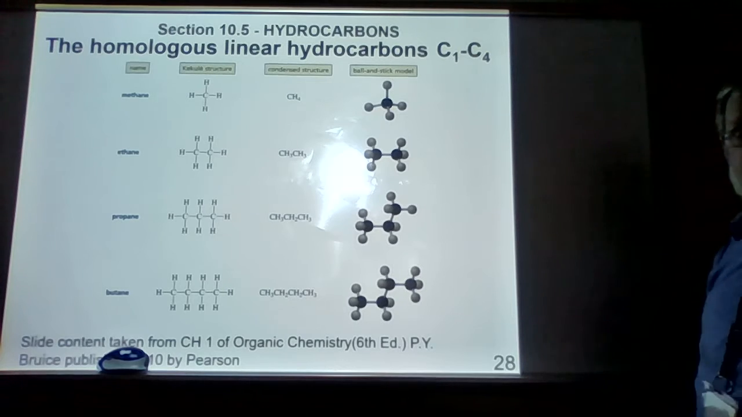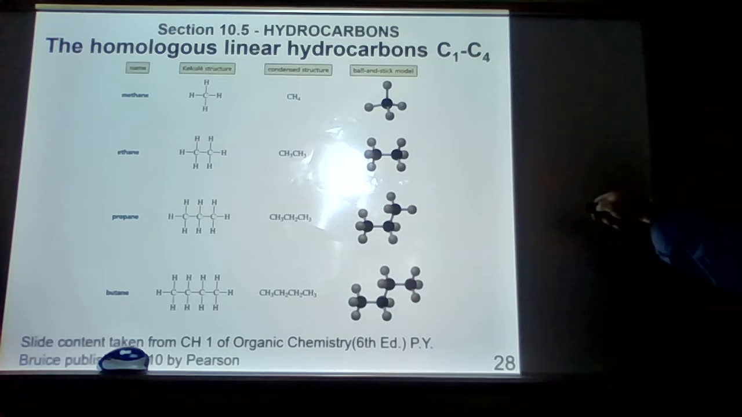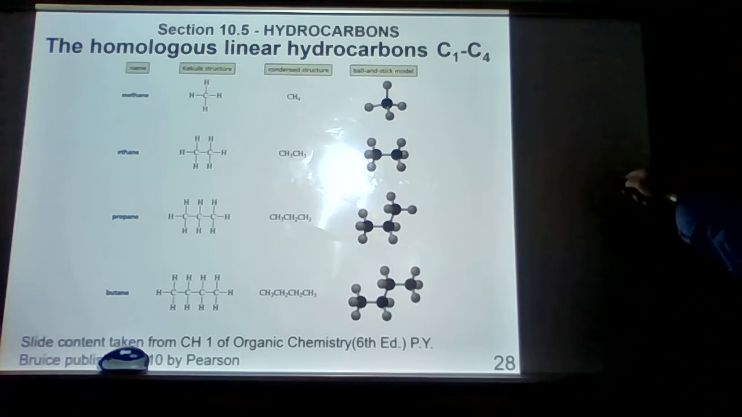If we go back to our hydrocarbons, there are what are known as the homologous linear hydrocarbon series. Carbon compounds that are hydrocarbons from C1 to C4. The Lewis structure where we have removed the dots and given the lines for bonds. This is from methane. Here's its condensed structure. Here's the ball and stick model for it. Carbon surrounded by 4 hydrogens.